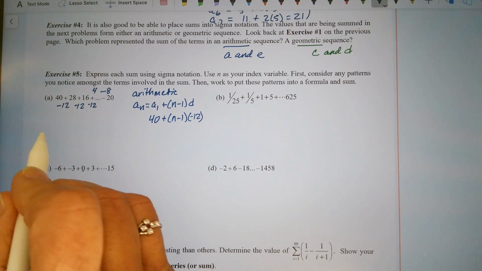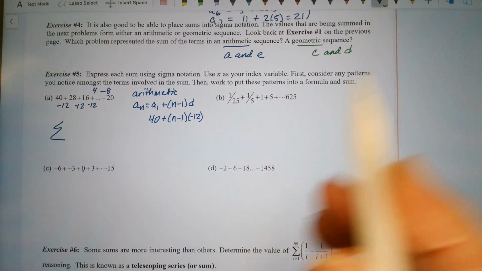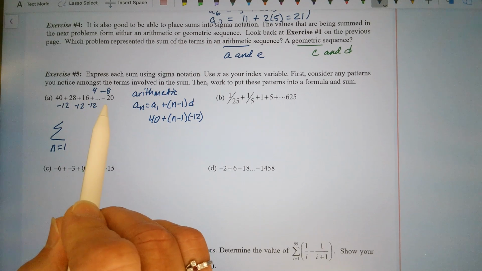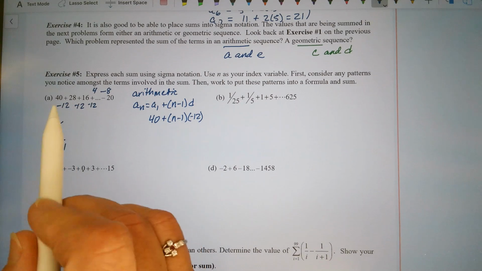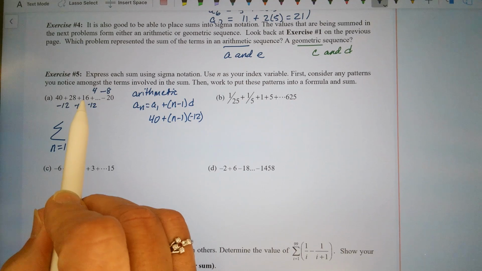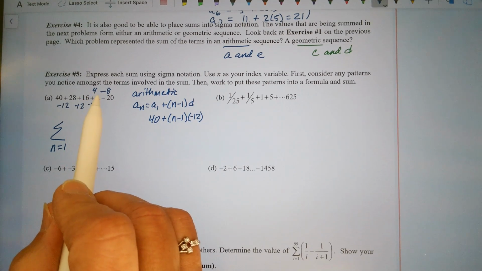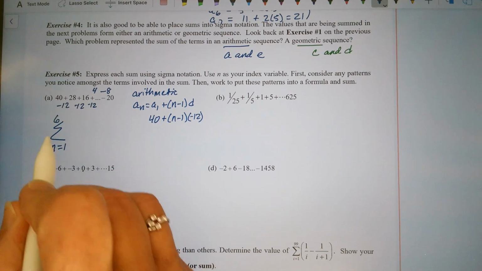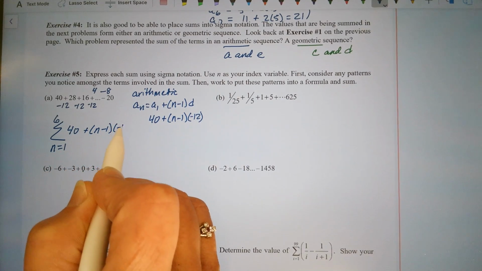Right? Now, so this is the sum of n going from 1 to, well, what number term is -20? 40 is the first, 28 is the second, 16 is the third, 4 is the fourth, -8 is the fifth, -20 is the sixth term. So we end at 6. And 40 plus n minus 1 times -12.